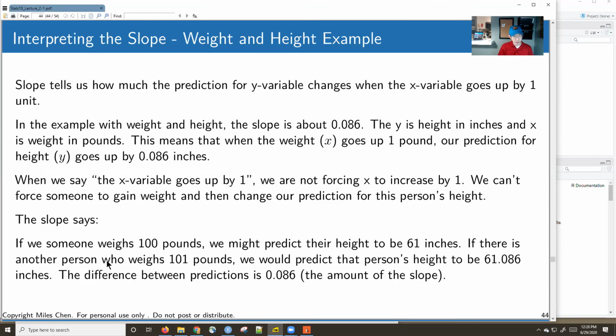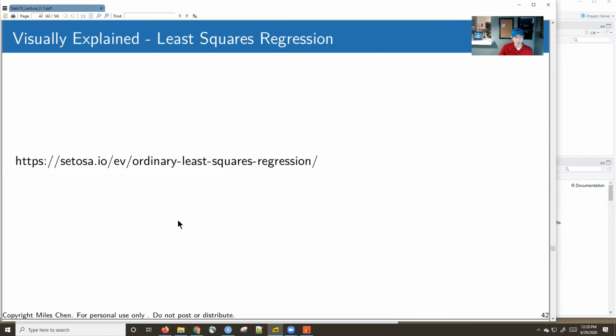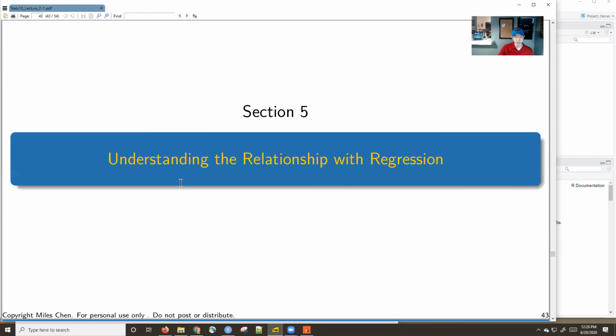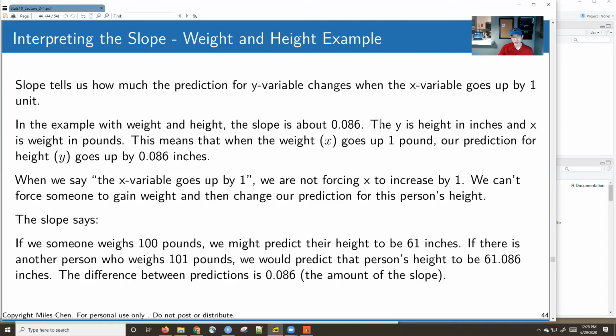If we look at the example with weight and height, here our slope is 0.08595 and our intercept is 52.397, okay? For simplicity, I'm going to round off the slope to 0.86. And what the slope tells us is how much our prediction for y changes when the x variable goes up by 1 unit.